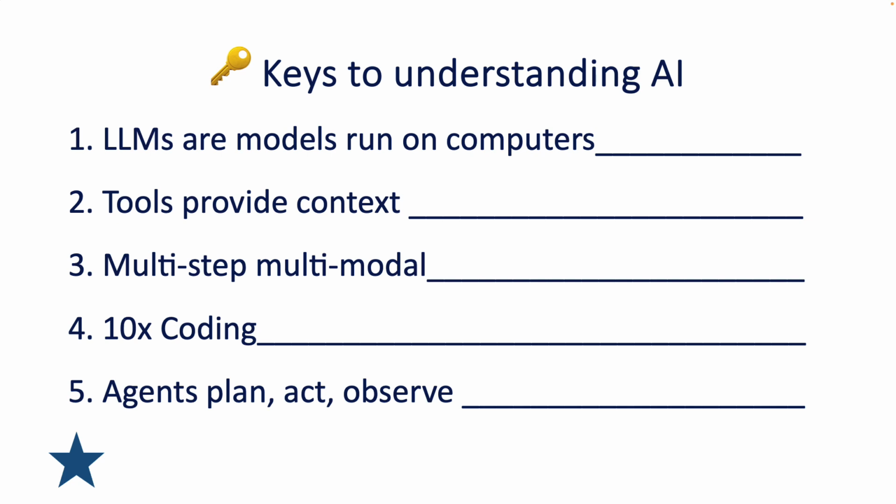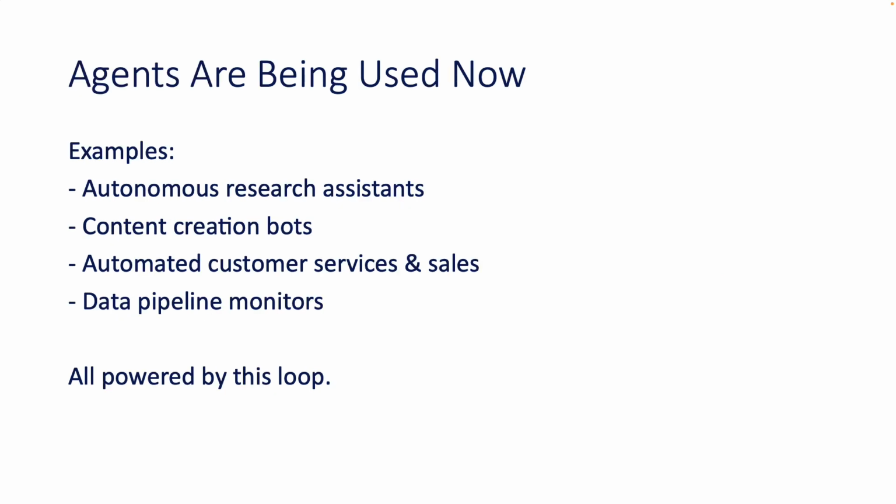So our fifth key is agents plan, act, and observe. But before you go, I want to talk about some of the unique risks and limitations presented by agents. Now, agents are being used today. There are autonomous research agents. I showed you an example of deep research. There are content creation bots.